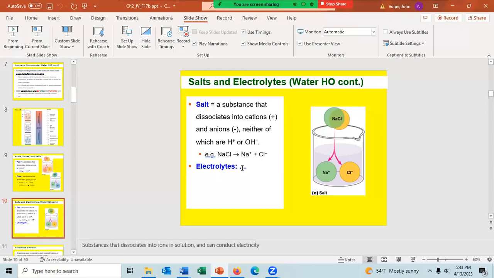Any question about that? So electrolytes are salts dissolved in solution, and sodium chloride is both a salt and an electrolyte, and that's why salt water carries an electric charge much greater than pure water.